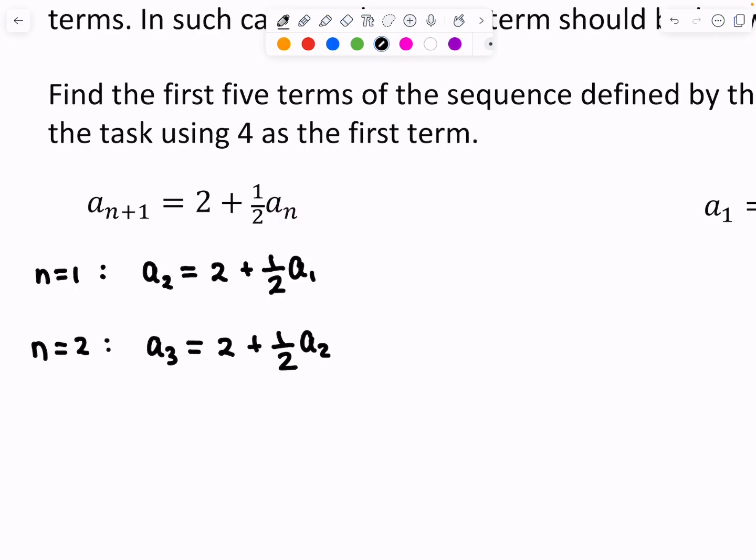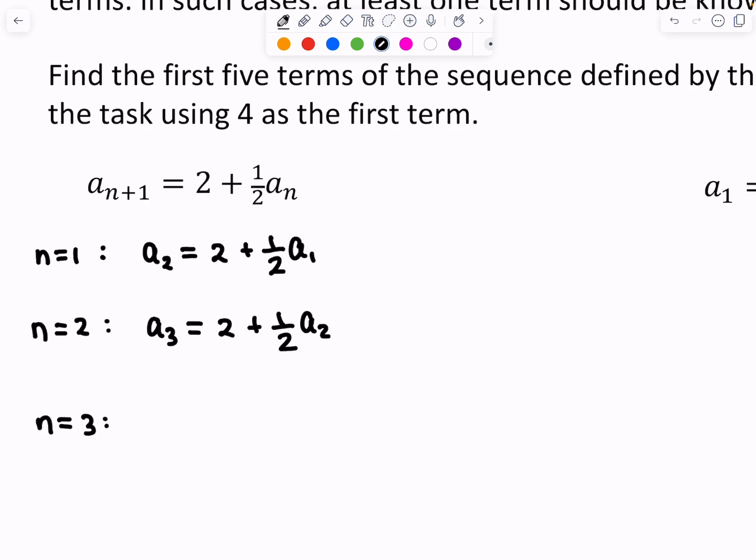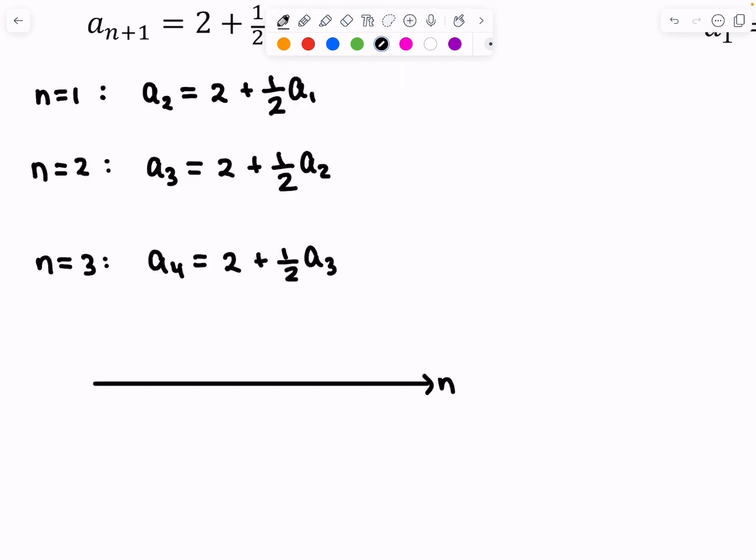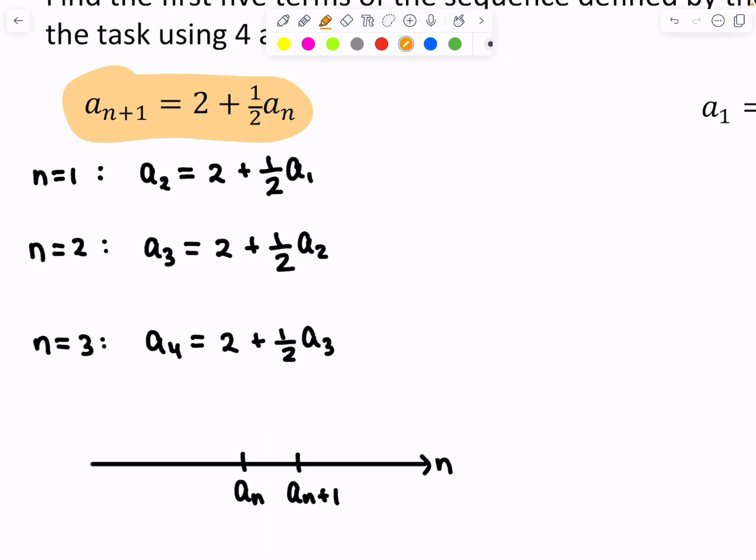In other words, I can only calculate a sub 3 if I first know what a sub 2 is. If n is 3, we'll get the statement a sub 4 is equal to 2 plus 1/2 of a sub 3. So I can only calculate a sub 4 once I know what a sub 3 is. In general, wherever a sub n is, a sub n plus 1 will be the next term of the sequence. And this formula suggests I need to know this term before I can calculate this term.